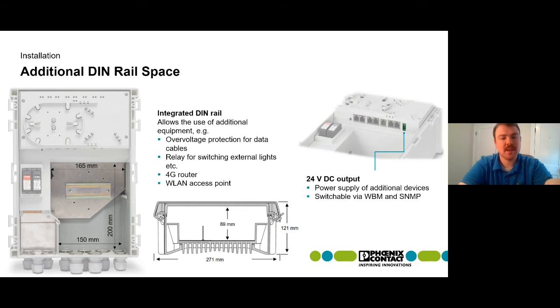The DIN rail can be rotated 45 degrees. You can see some of the studs in the box there that allow you to configure how you need to mount it. And then on the right, you can see here underneath, there is a 24-volt DC output. So there's no need for a low voltage power supply to be included. It's already built into the box. And it's also switchable with the web-based management of the device. So if you wanted to disable it or enable it, even remotely, that could be done as well.